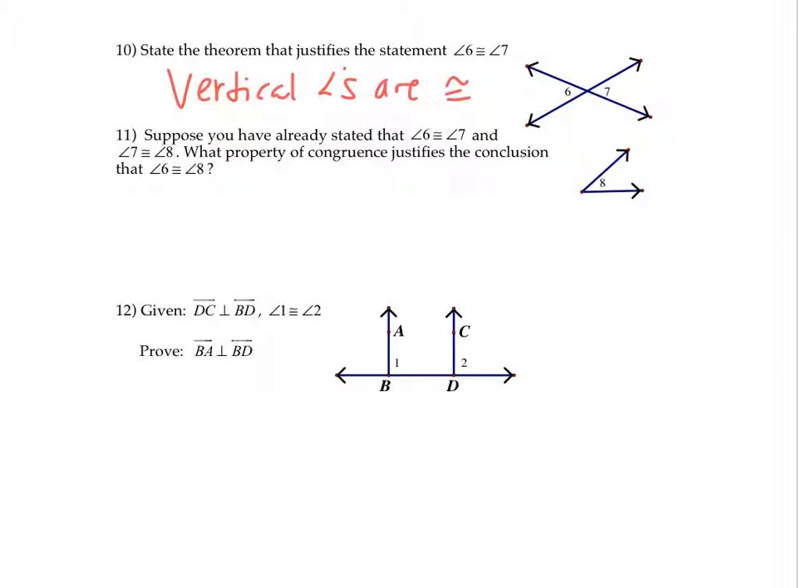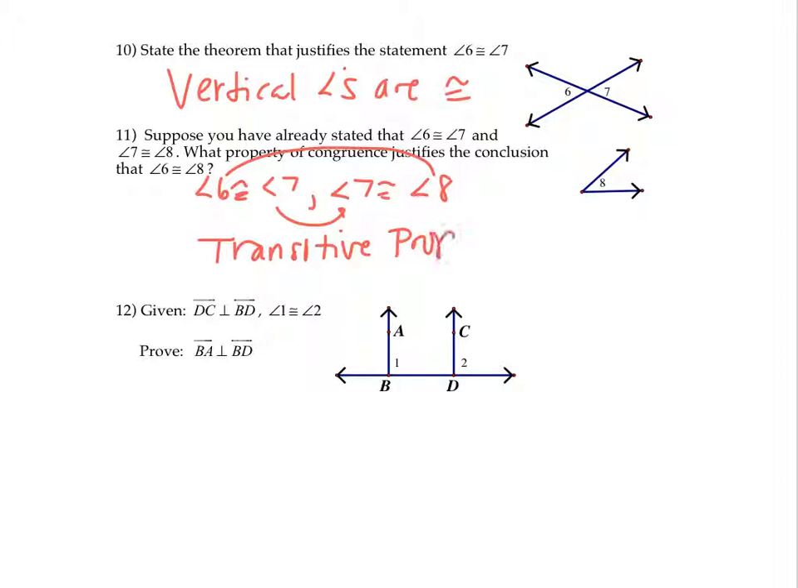Okay, number 11 says suppose they've already stated angle 6 is congruent to angle 7, and angle 7 is congruent to angle 8. What property of congruence justifies the conclusion that 6 is congruent to 8? So follow the logic. Angle 6 congruent to angle 7. Angle 7 congruent to angle 8. Notice the pattern here. So angle 6 is congruent to angle 8 by the transitive property. It would be incorrect to say substitution in this case because it's congruence. There's no substitution property for congruence.